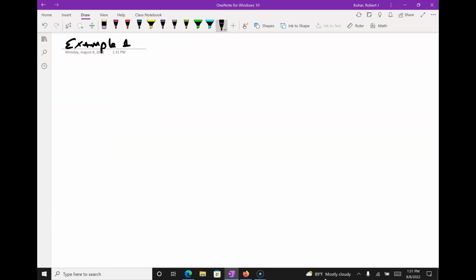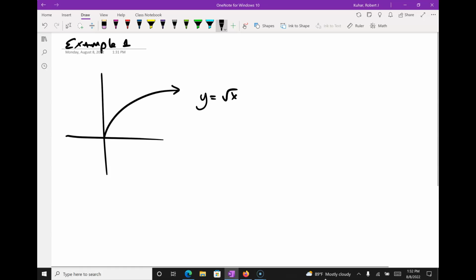You'll see here, I've got the function y equals the square root of x. And that is my equation. The function I give you, that's going to be my equation. And I want the min distance, let's say, from (1, 0) to the curve.